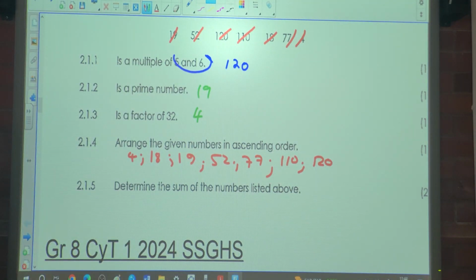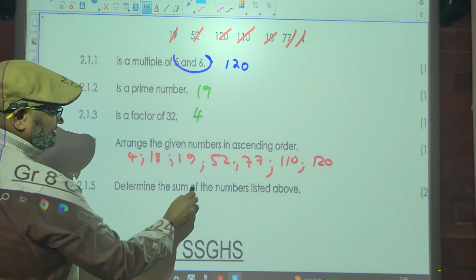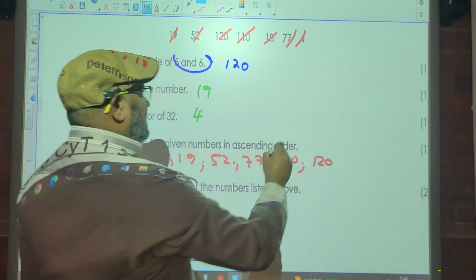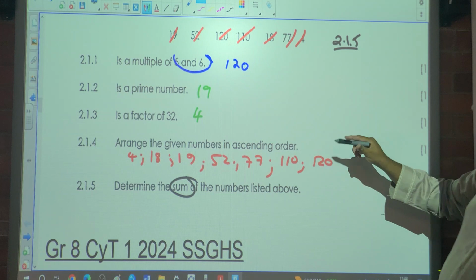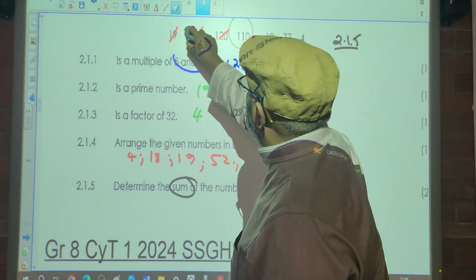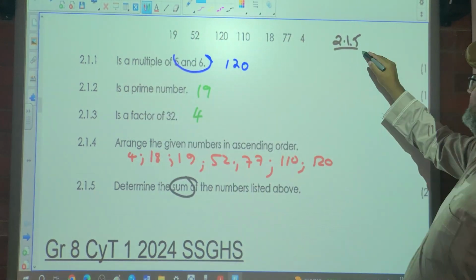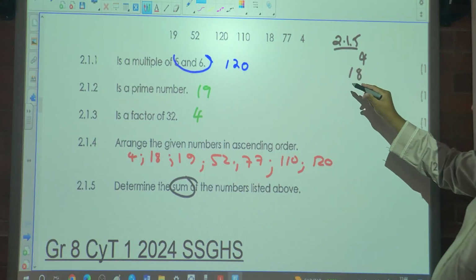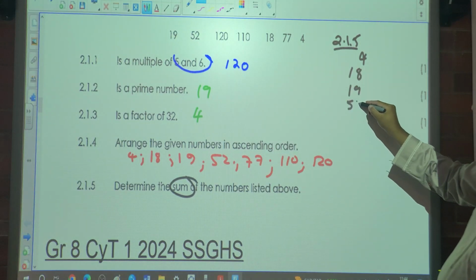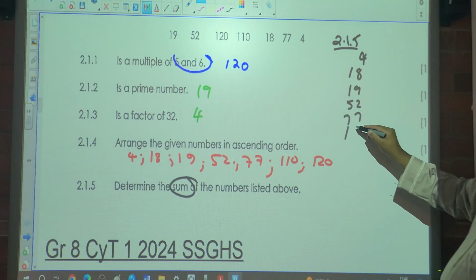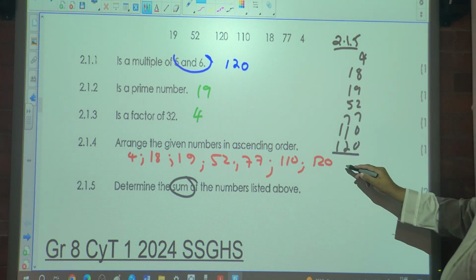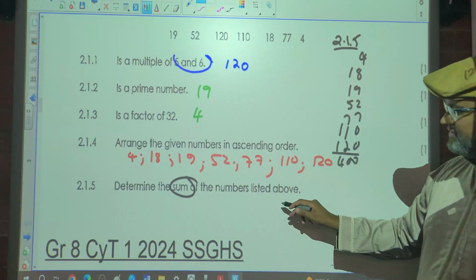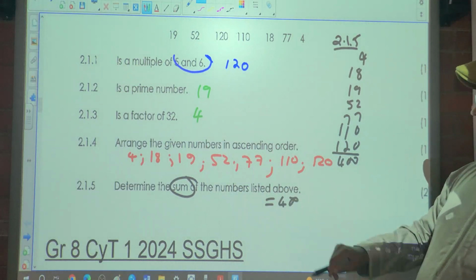Determine the sum of the numbers above. People, what does the sum mean? We must add them. So in other words, you're going to say 4 plus 18 plus 19 plus 52 plus 77, 110, 120. We add this up, you get the answer of 400. So that answer is 400.